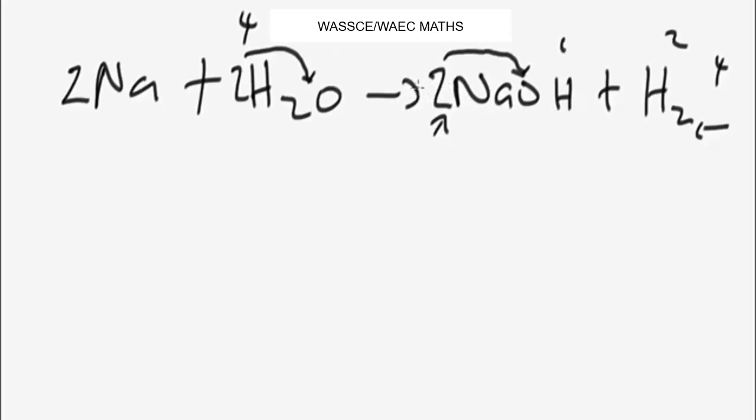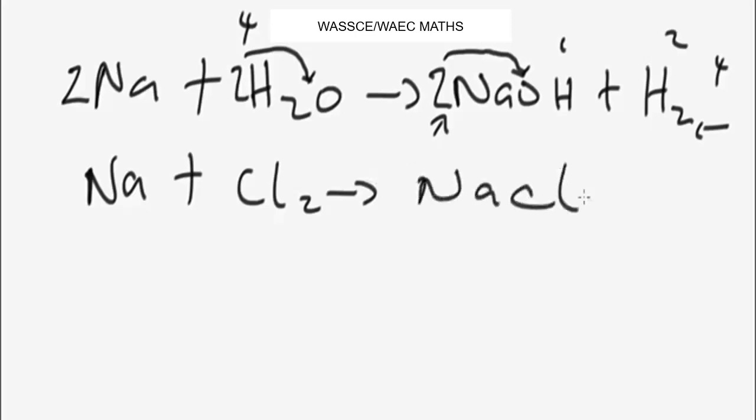Now let's look at another reaction of group 1, when they react with chlorine. Now note that group 1 metals react vigorously when heated in chlorine gas to form white metal chloride salt. For instance, let's say sodium reacts with chlorine gas. The output is going to be sodium chloride.